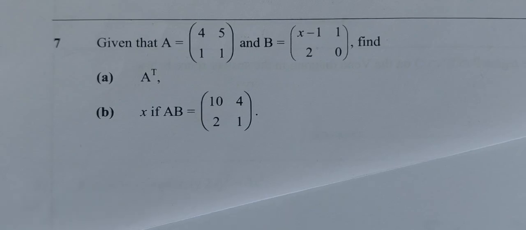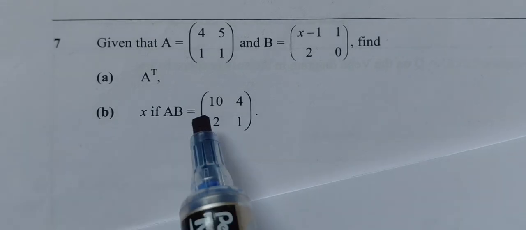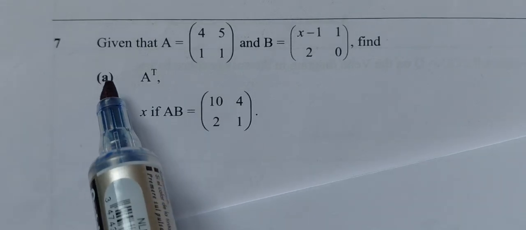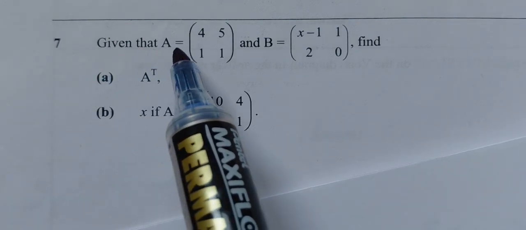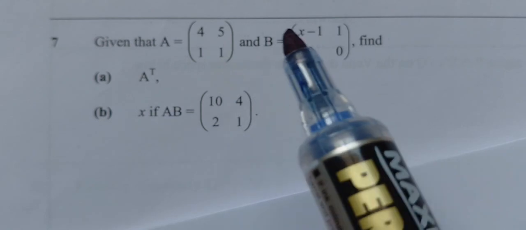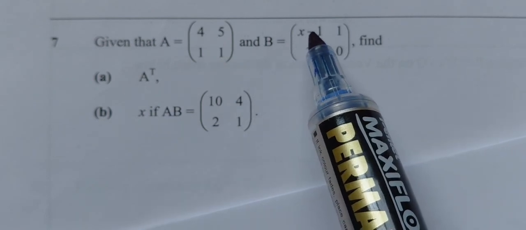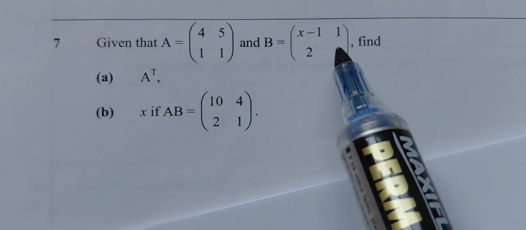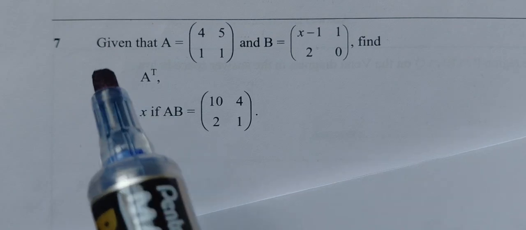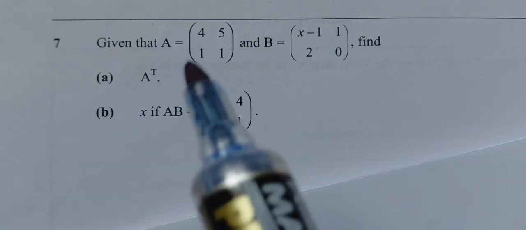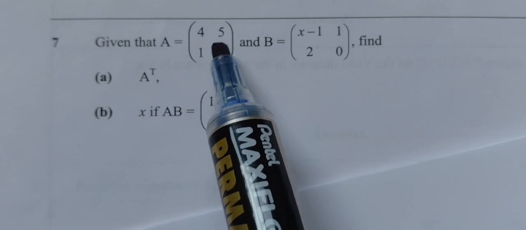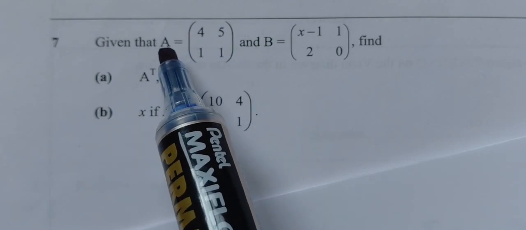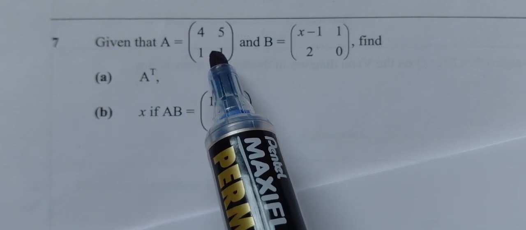Very interesting question on matrices if you look at the way part B has been phrased here. But let's start with part A with the information which reads that given that A is equal to [4, 5; 1, 1] and B is equal to [x minus 1, 1; 2, 0], find A transpose. So for A transpose, we'll just change the arrangement of the elements with what we've been given in matrix A here. So the order will not change.